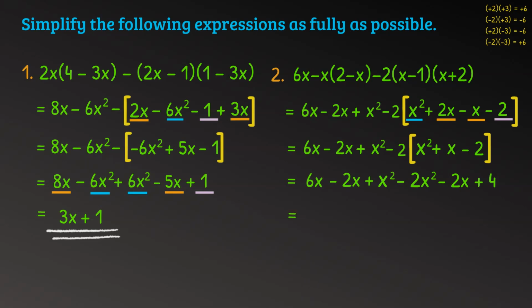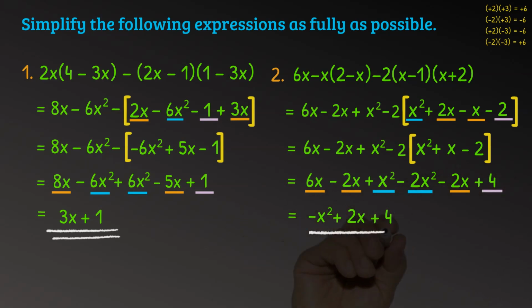And then adding similar terms together, we have plus x squared minus 2x squared giving us minus x squared. 6x minus 2x gives us plus 2x. And the constant plus 4 stays the same.